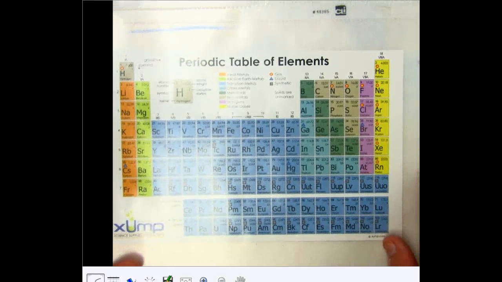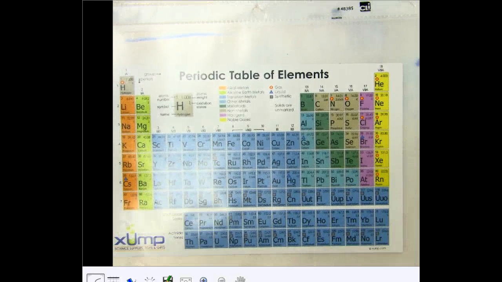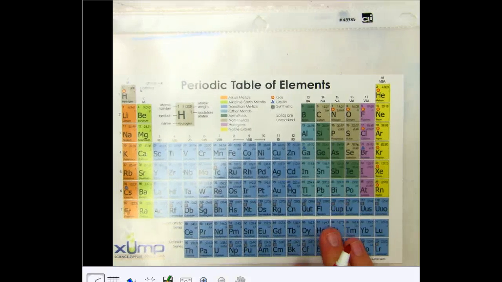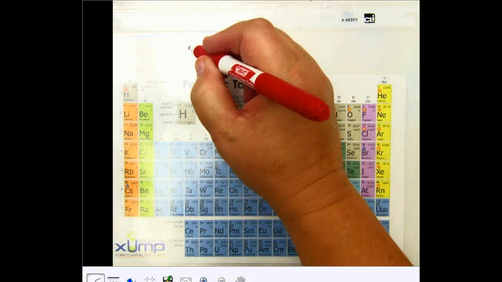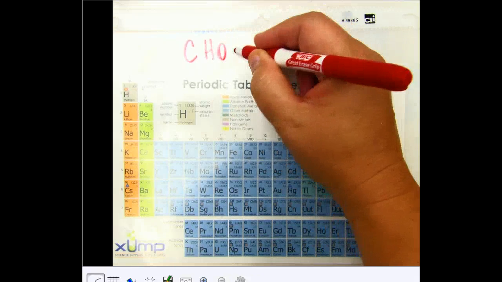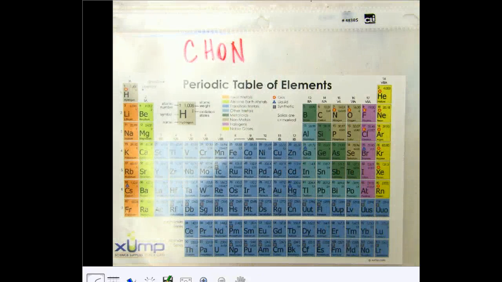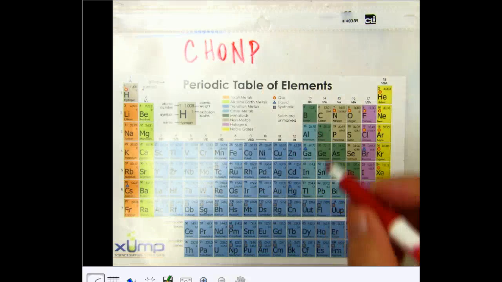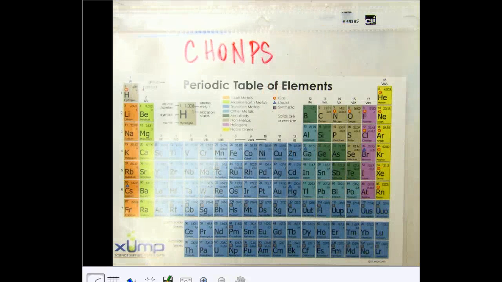Okay, I'd like to talk to you guys about how to figure out how many bonds an atom will make. We're going to be talking specifically about the atoms that are contained within our macromolecules: carbon, hydrogen, oxygen, nitrogen, and phosphorus. There are more. Remember I said sulfur yesterday, and selenium is another one, which we won't get into.